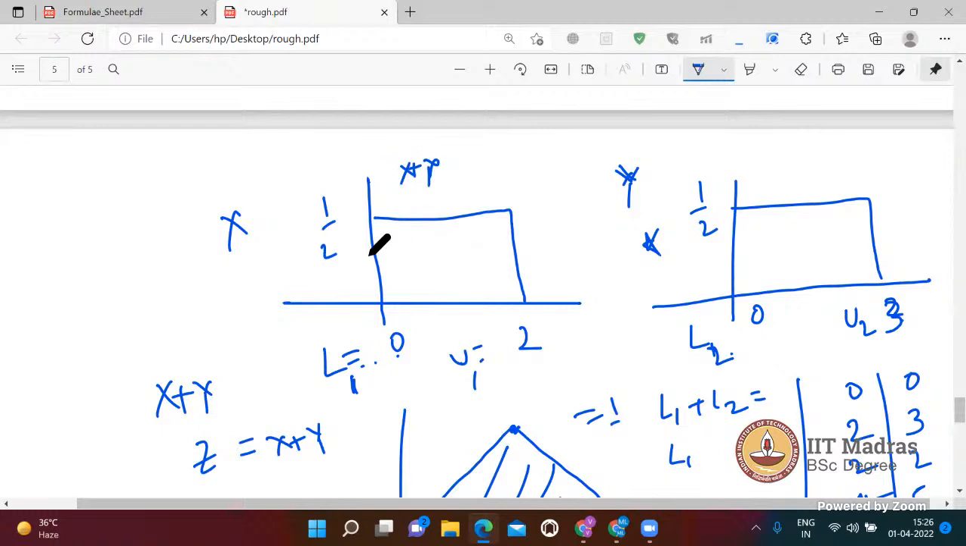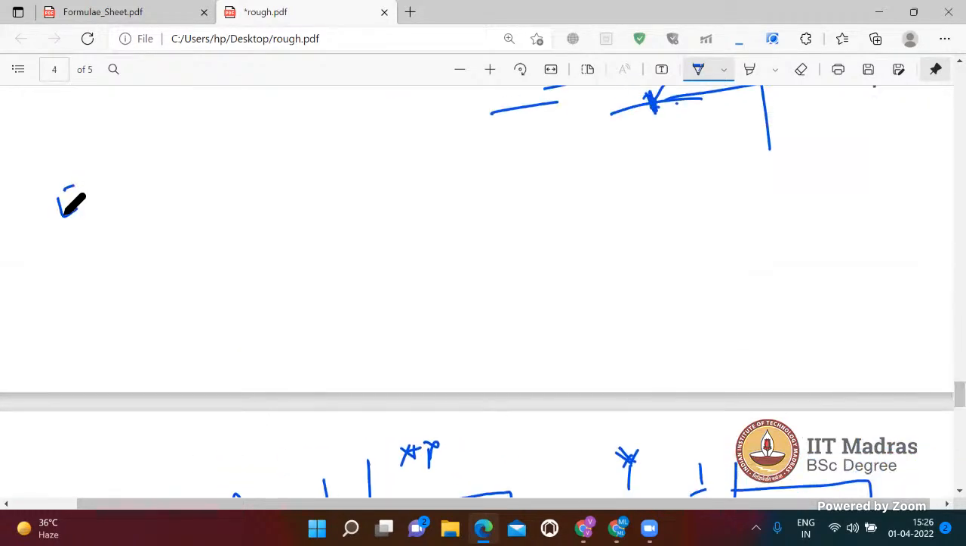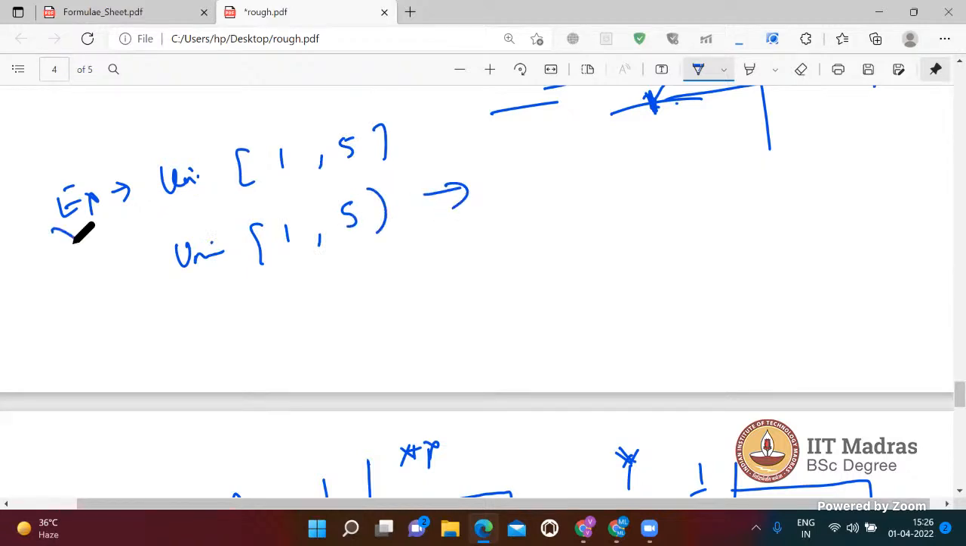So first of all, if x and y have been given, for example, I'll just give you one example. Just tell me if I'm given a uniform function that is from 1 to 5. And this is also uniform, that is from 1 to 5. So now you can tell me, this is x and this is y, and z will be a triangular phase, right? Yes, sir. Max will be 5. 2 to 5, right? 2 to 10.